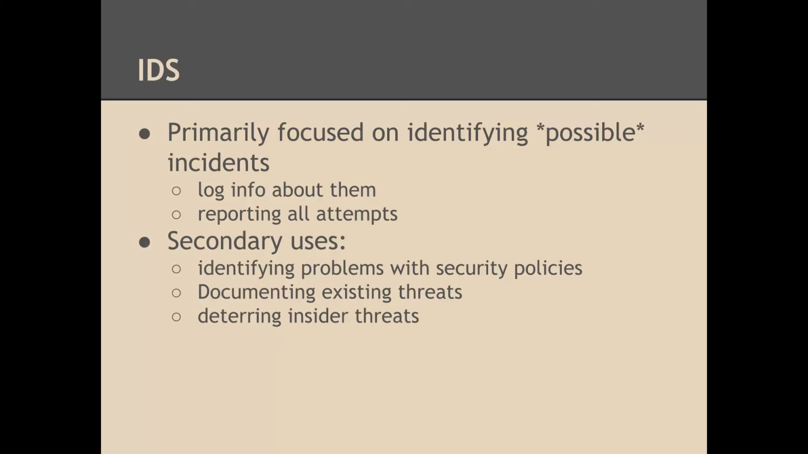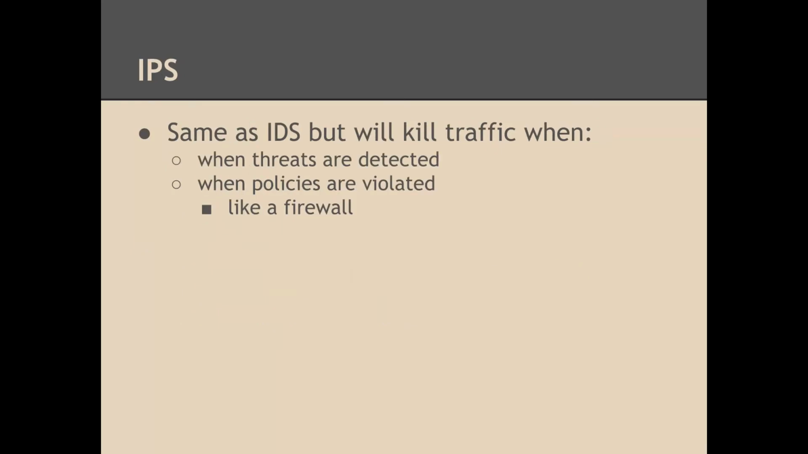As a secondary use, IDSs are very commonly used to detect whether systems are misconfigured. Out of the box, most IDS systems are configured to detect common misconfigurations of routers, of web applications, etc. As well, IDSs provide automated documentation of existing threats and existing attacks on the network. They do deter some threats, insider threats. That bullet point is a little old. I wouldn't talk much about that.